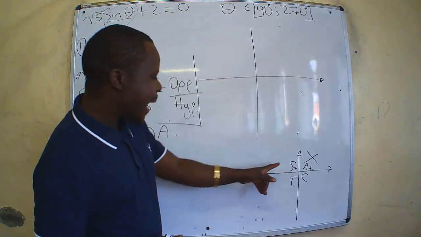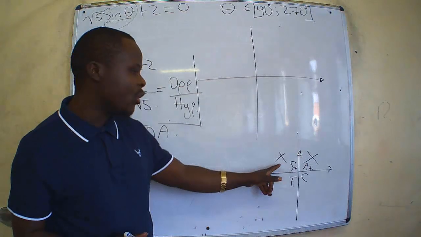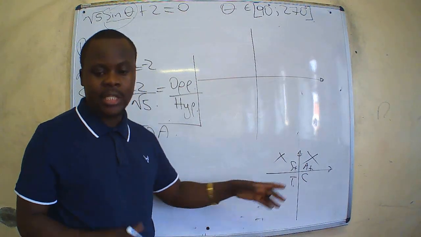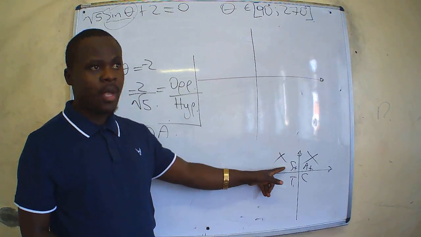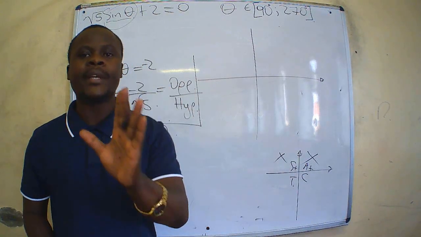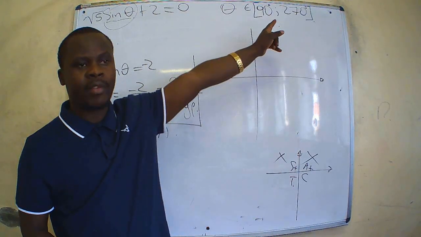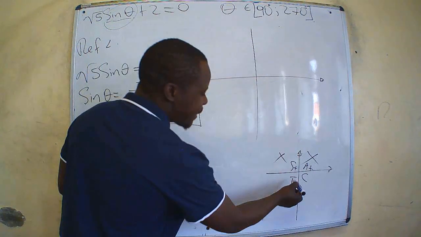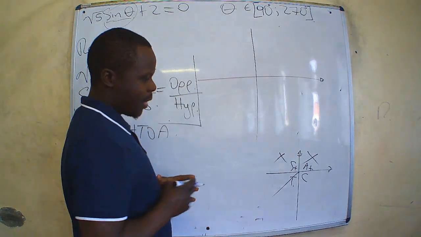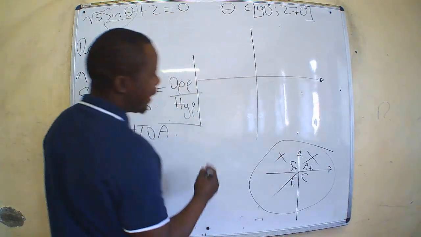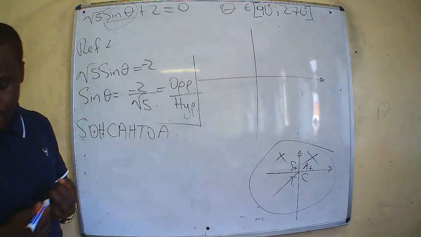Then sine is positive in this quadrant. Again, we're not going to put our reference angle in this quadrant. Why? Because in this quadrant, sine is positive. So we are left with only one quadrant, because it must not be beyond 270 degrees. So that means sine is negative in this quadrant, so we shall draw it here. Okay, this is about the CAST diagram. So now we know that we're supposed to draw in this third quadrant.